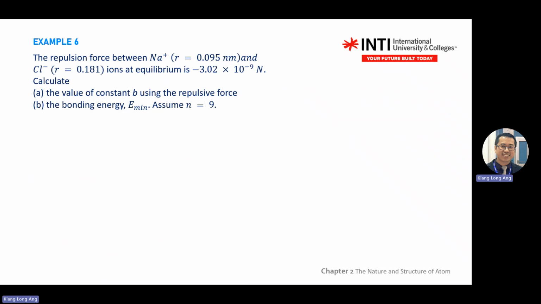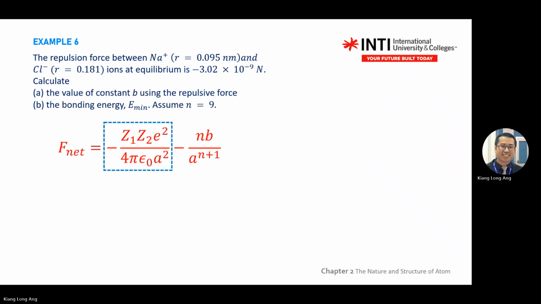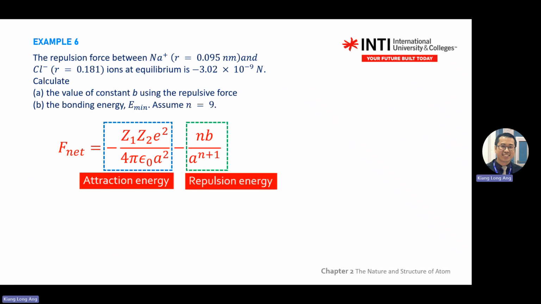Basically, it's an application of this one. E net equal to plus something plus something. First, it gives you the repulsive force. It might ask you to do the repulsive force, so you use the force equation, not the energy equation. Don't confuse. And the force equation is negative, negative, and not positive. So you have the repulsive force of this one. Again, the typo error: it is not energy, it's force.